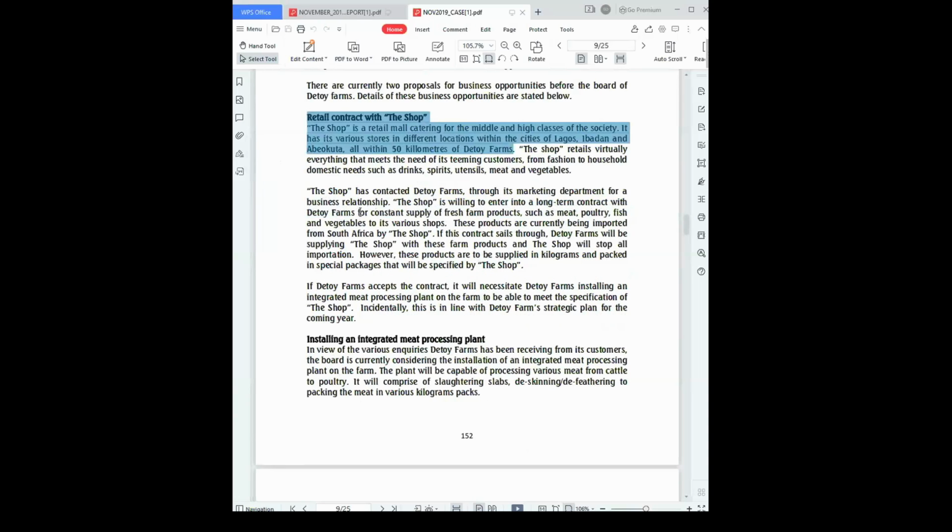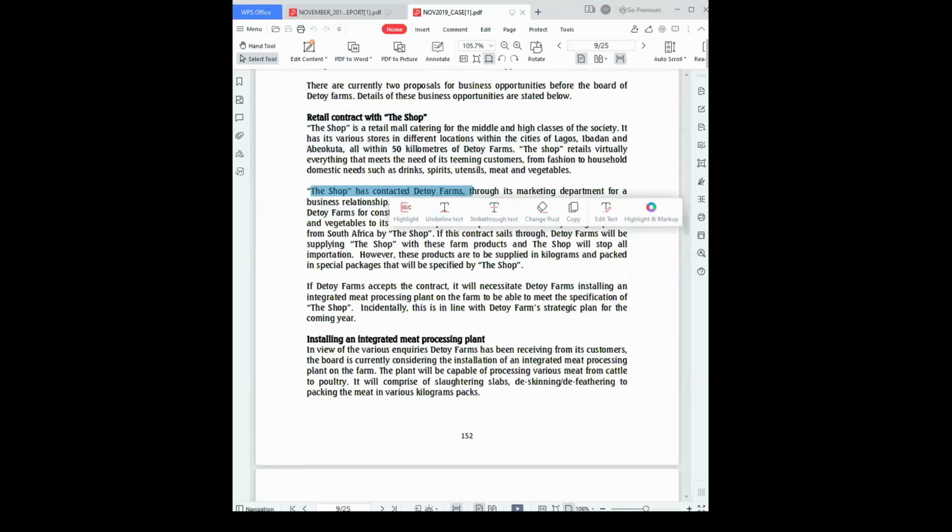Now, the shop has contacted Detroit Farms through its marketing department for a business relationship. They are willing to enter a long-term contract with Detroit Farms so that they can supply them fresh farm products, such as all this that Detroit Farms is currently producing. Meanwhile, they mentioned that this product, which the shop wants from Detroit Farms, is currently being imported from South Africa.